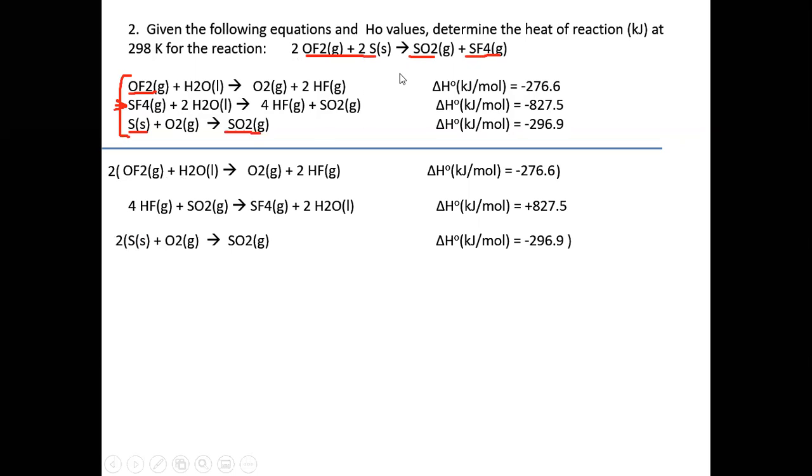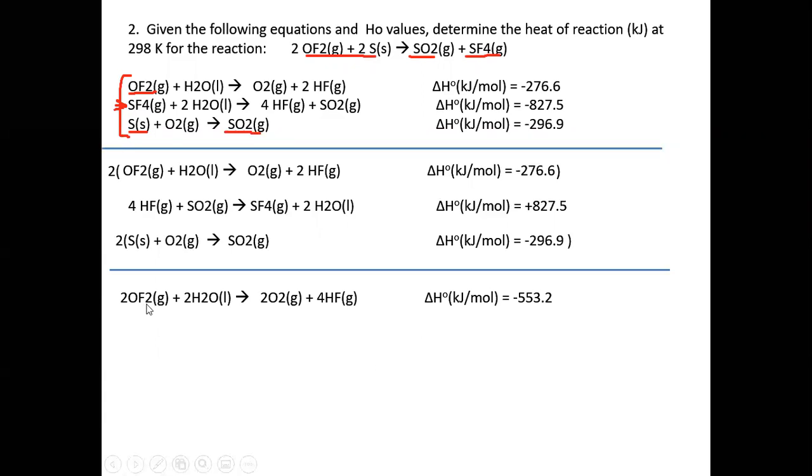Now for SF4 and SO2, they should have a coefficient of 1. And for SF4, it does have a coefficient of 1. For SO2, since we have some on the reactant side, some on the product side, this should work itself out if we do the right multiplication. So for the second reaction, we don't need to multiply anything because SF4 needs a coefficient of 1 and has a coefficient of 1. So now we multiply everything by 2, including the delta H.